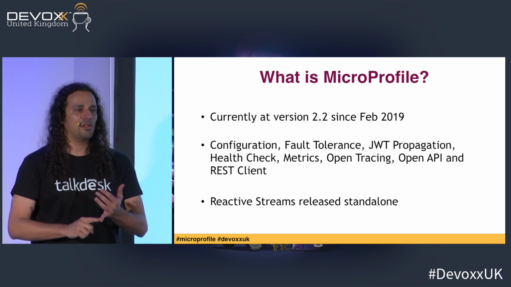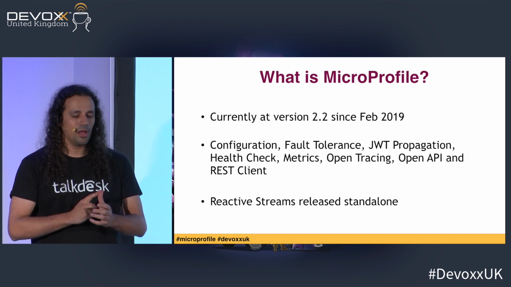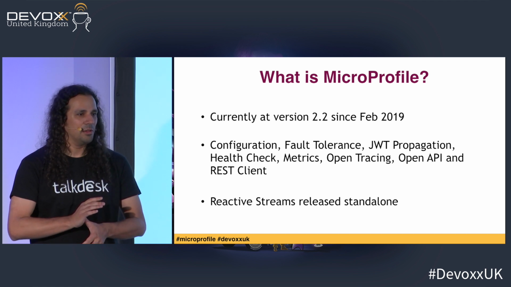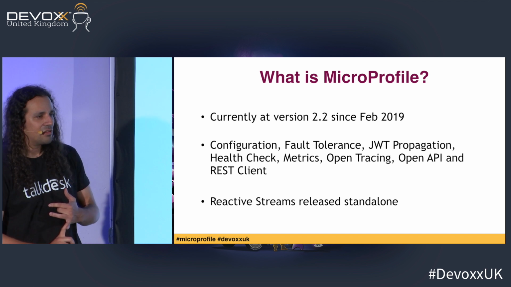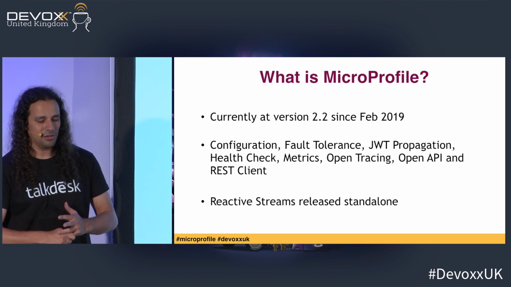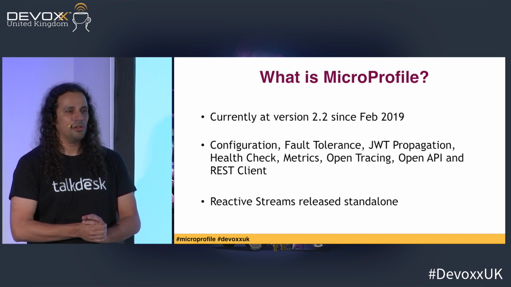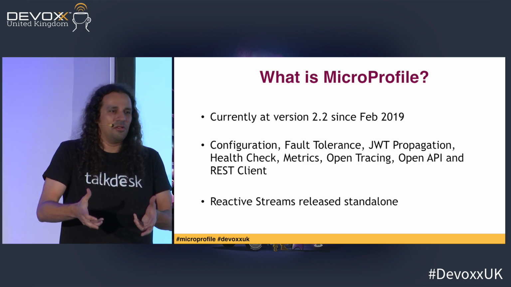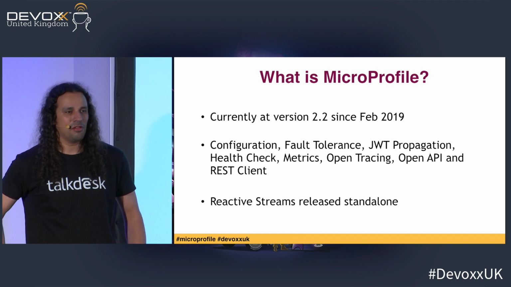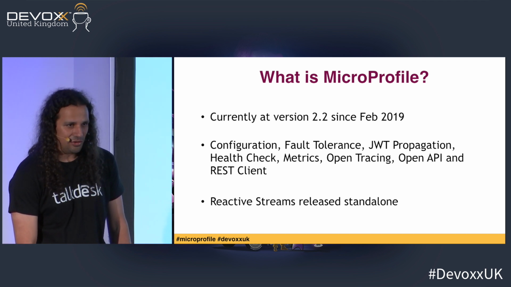We got specs for configuration, fault tolerance, JWT propagation, health check, metrics, OpenAPI, OpenTracing, and REST client. There's also the reactive streams standalone API. It's not part of the main package, but you can still use it standalone. So if you compare this with what was being done on EE, that's a tremendous amount of work, right? All of these specs coming up in less than 3 years.